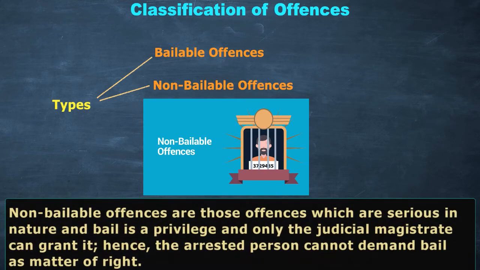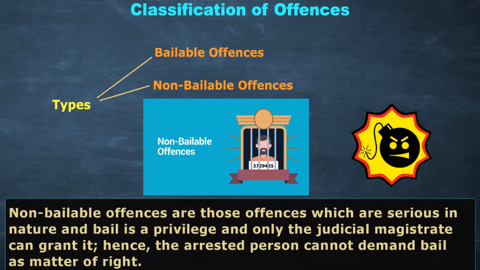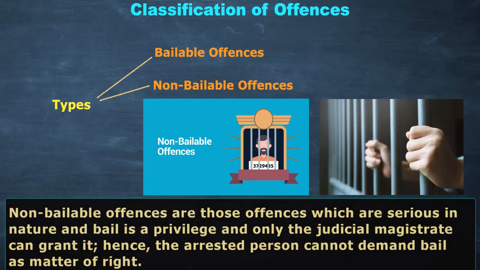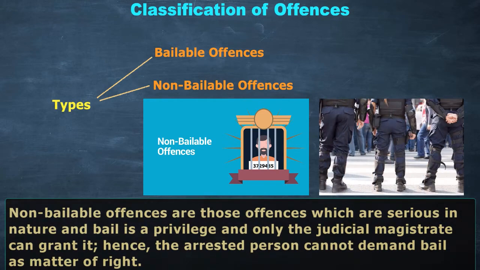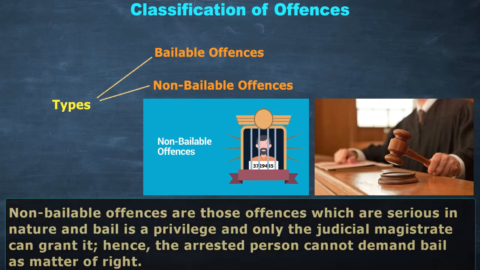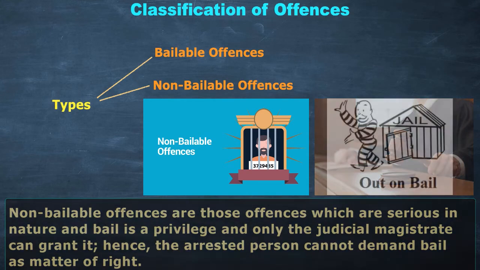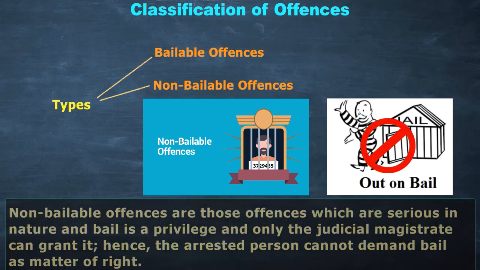Non-bailable offenses are those offenses which are serious in nature and bail is a privilege, and only the judicial magistrate can grant it. In a bailable offense, a police officer can also grant it, but in a non-bailable offense, only a judicial magistrate can grant it. Hence, the arrested person cannot demand bail as a matter of right. Pay attention. He can get bail or cannot, as he cannot demand it as a matter of right. So this is the basic difference between bailable offense and non-bailable offense.